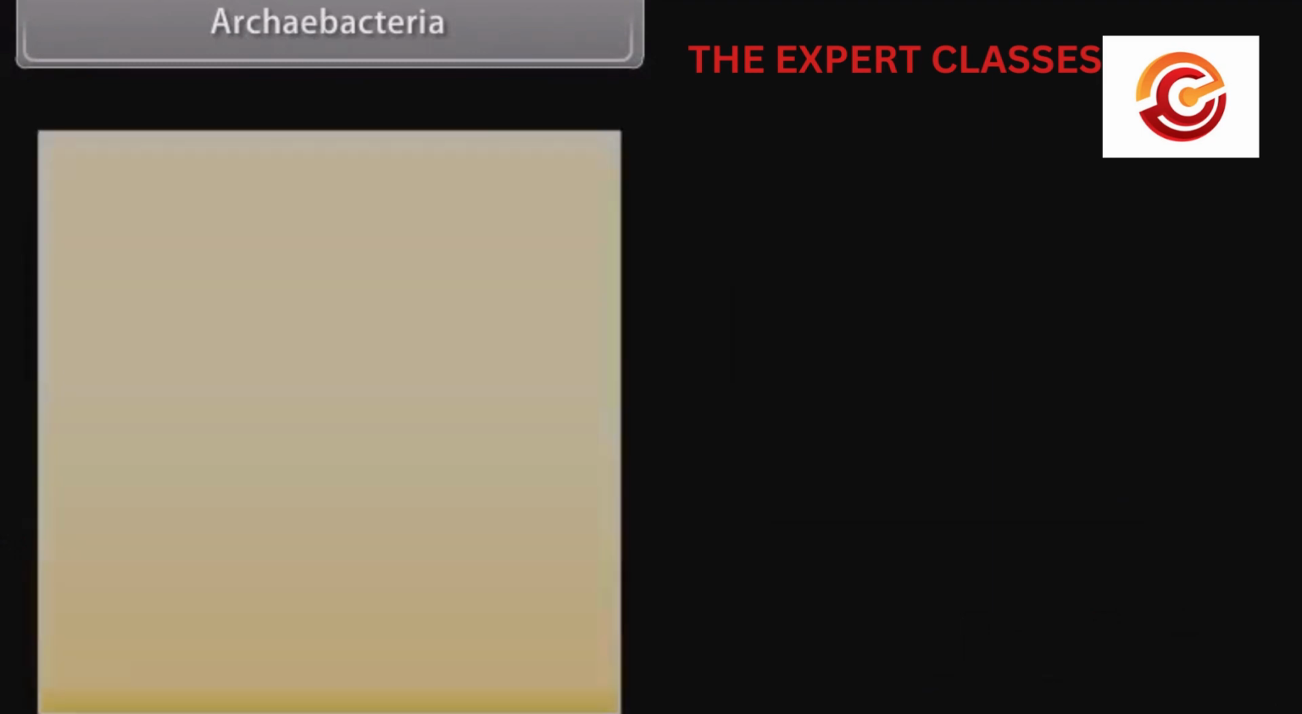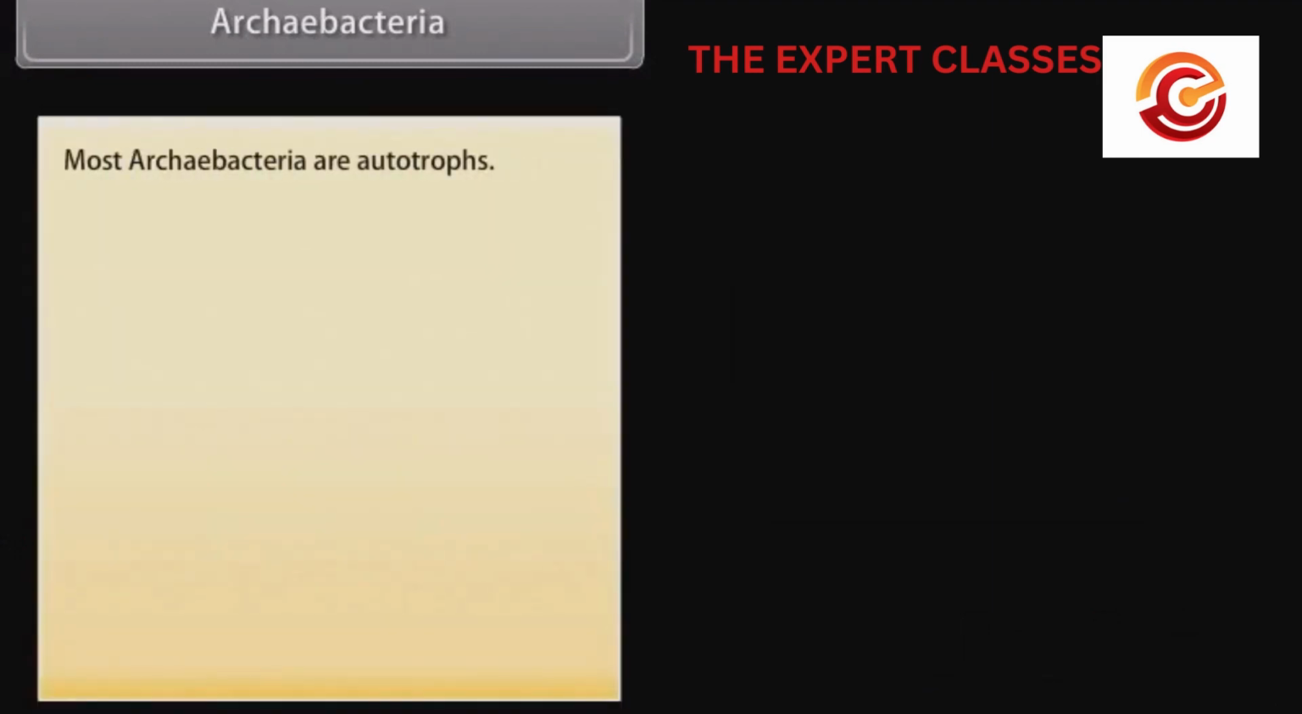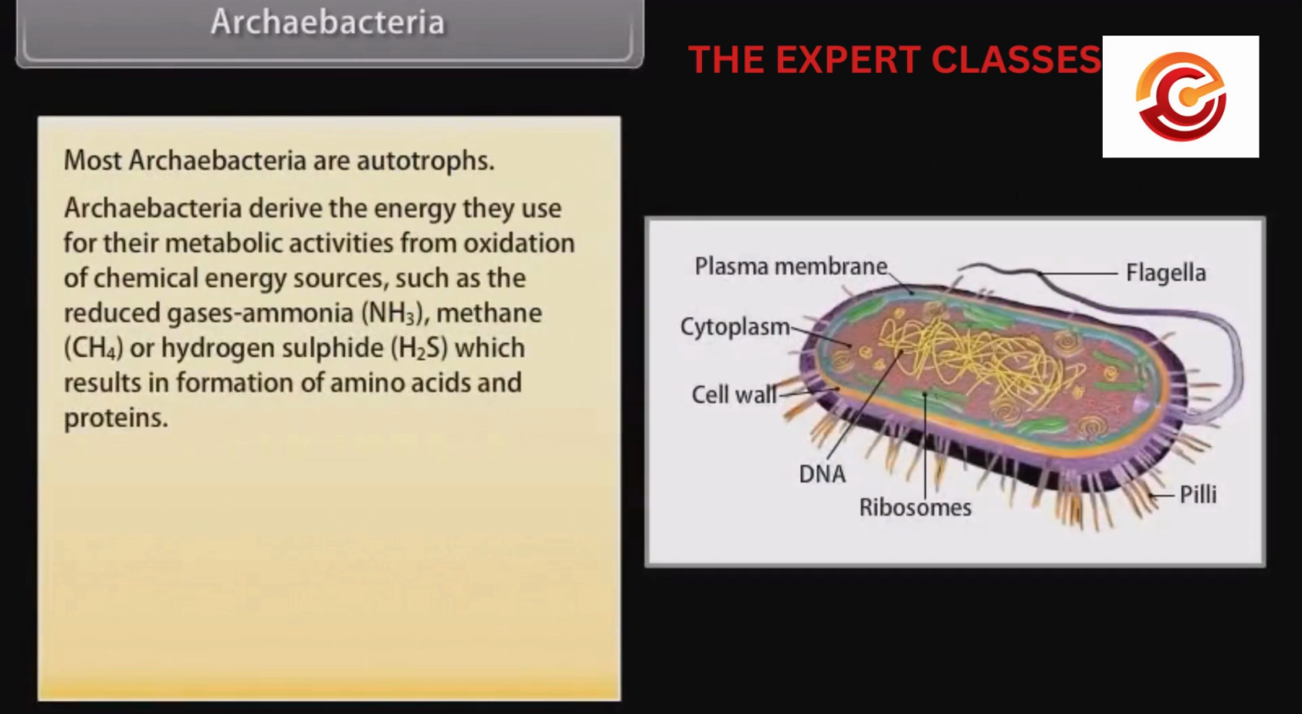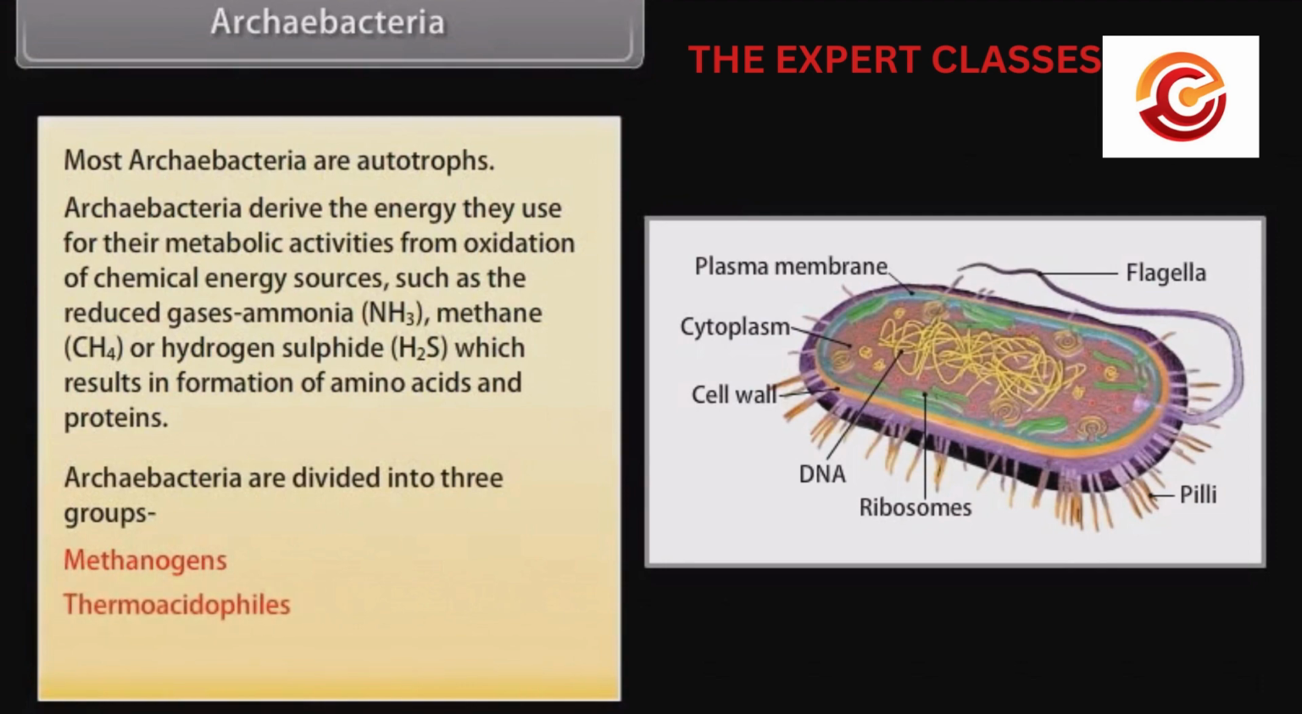Archaebacteria. Most archaebacteria are autotrophs. Archaebacteria derive the energy they use for their metabolic activities from oxidation of chemical energy sources such as the reduced gases ammonia NH3, methane CH4, or hydrogen sulfide H2S, which results in formation of amino acids and proteins. Archaebacteria are divided into three groups: methanogens, thermoacidophiles, halophiles.